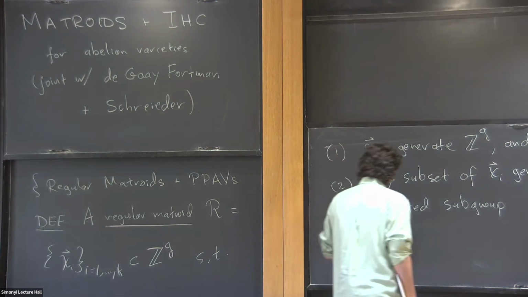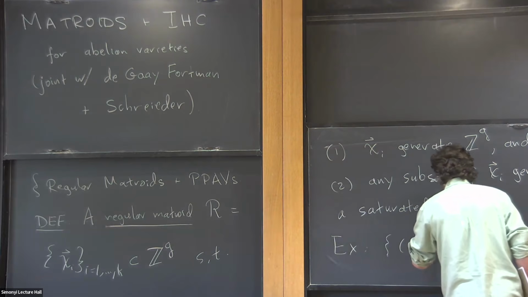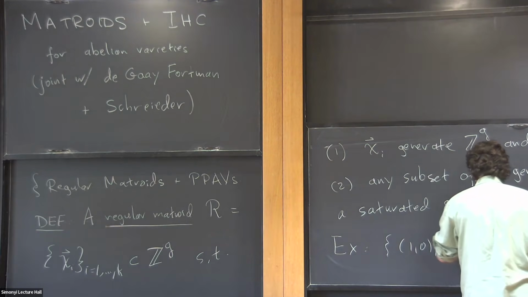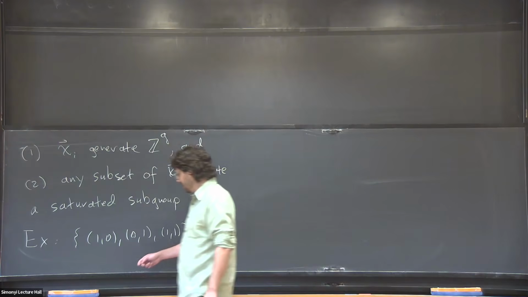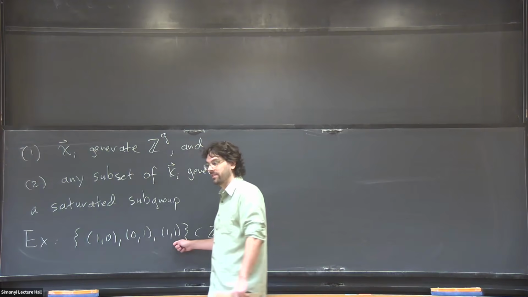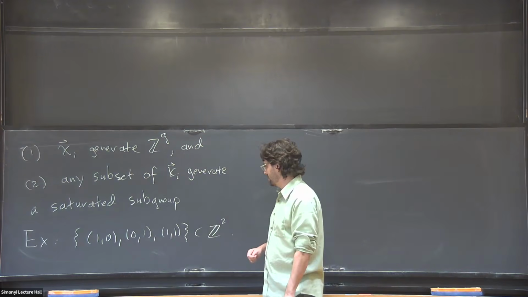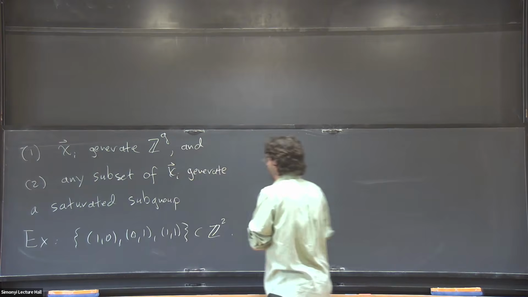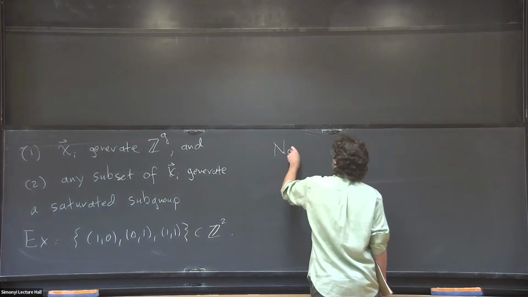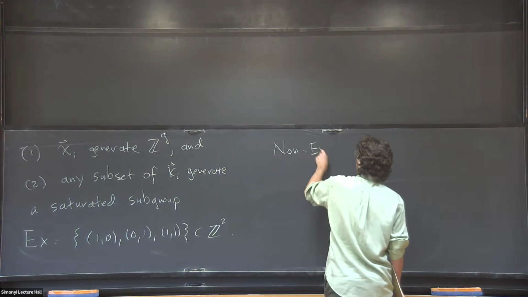For instance, (1,0), (0,1), (1,1), contained in Z squared, is a regular matroid on 3 elements in Z squared. This g we call the rank of the matroid. So each of these vectors is primitive, so they generate saturated subgroups. And then any pair forms a lattice basis. So that's also fine. Okay, so let's do maybe a non-example.